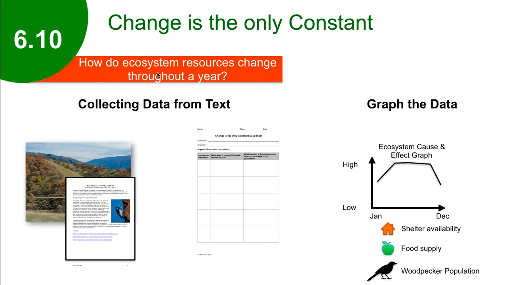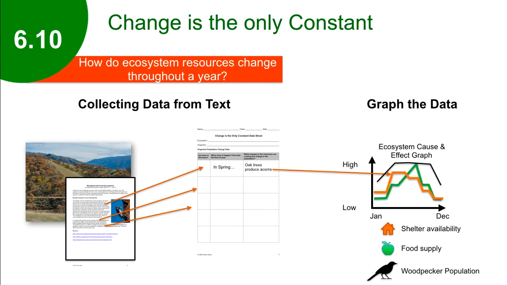As we wonder, how do ecosystem resources change throughout the year? Students will read the text, and they'll try to find evidence of those changes in the biotic and abiotic conditions of the ecosystem. They'll record those in a table, and then convert those into a graph of relative abundance from high to low. They graph shelter availability, food supply, and what they think the effect will be on the woodpecker population.